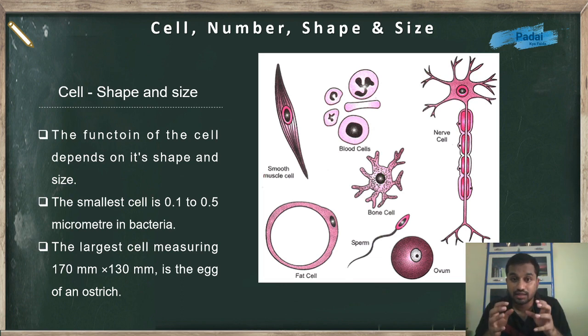And cells are very small, very tiny. They are as small as 0.1 to 0.5 micrometer. Basically bacteria is the smallest one, having a size between 0.1 to 0.5 micrometer. And the largest cell, measuring 170 millimeter by 130 millimeter, is nothing but the ostrich egg. And again, you need to remember, previously we have seen that an egg is said to be a single cell. Similarly, the ostrich egg is also a single cell, but it is the largest cell, right?